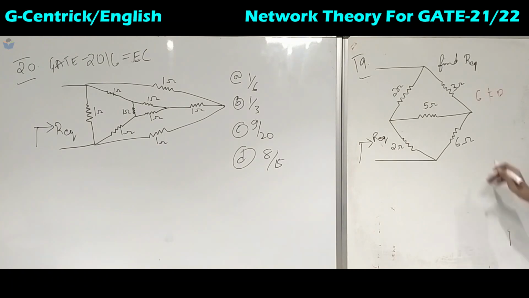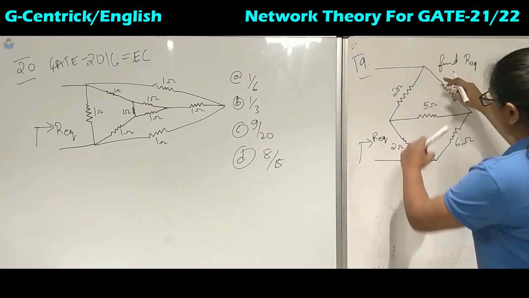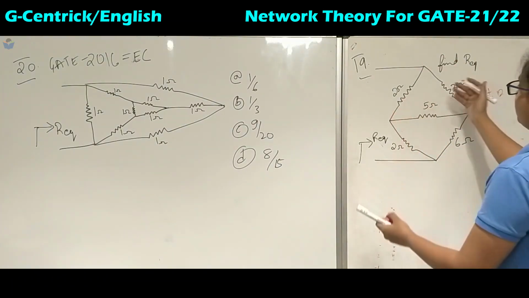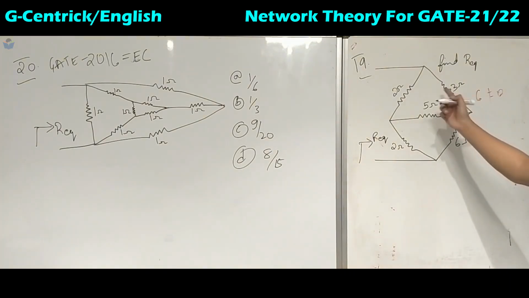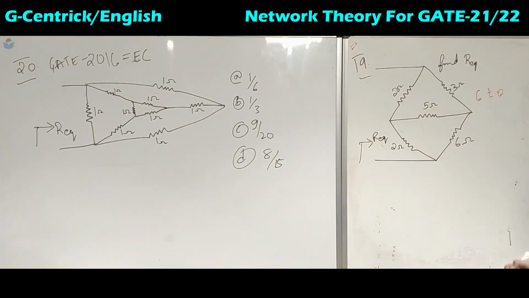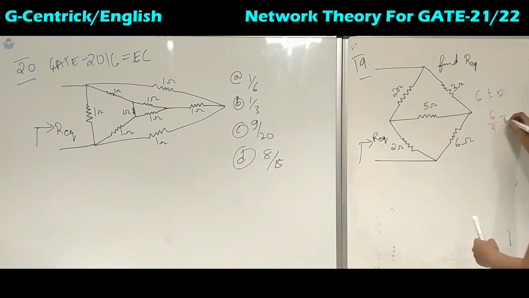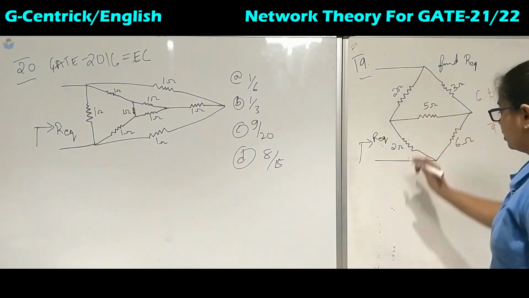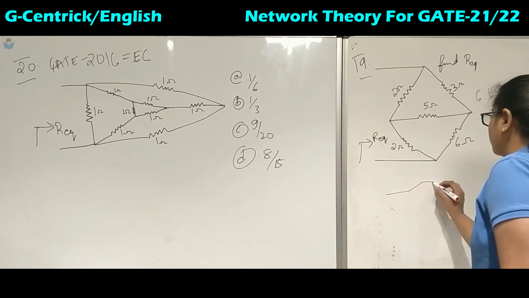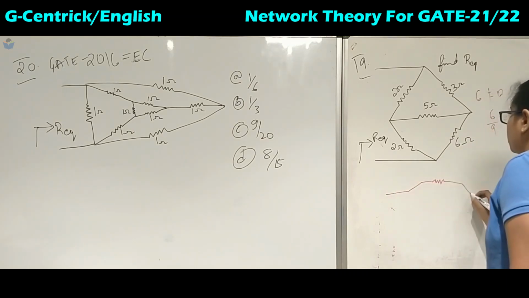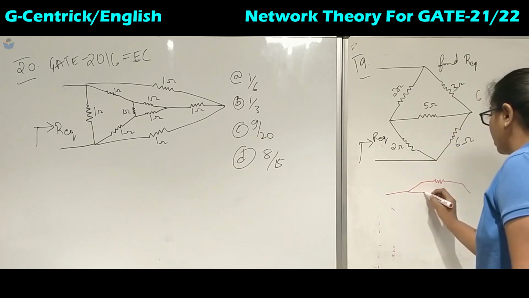Okay, so now when the current comes in this way, it divides. When it is dividing, it means that they are in parallel. So the parallel of 3 and 2 is nothing but 6 upon 9, 6 by 9. Again if we simplify it, we will get 2 over 3. So we can redraw this one. We will get 2 over 3, and here we have got 5 ohm.